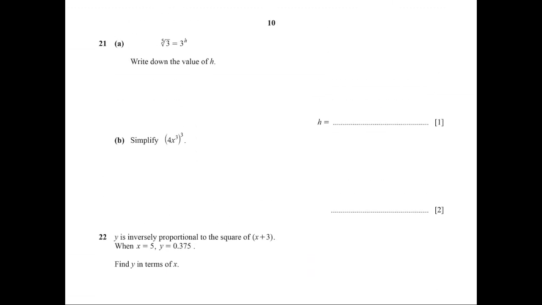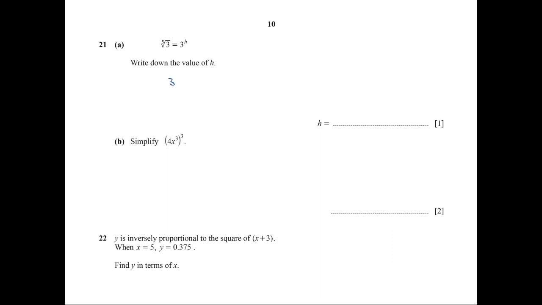Next question. Question 21. Fifth root of 3 means 3 to the power 1 over 5. So h is equal to 1 over 5. The power 3 will be distributed on both terms. 4 to the power 3, x to the power 9. 4 to the power 3 is equal to 64, x to the power 9. When we put a power on a power, we multiply the powers. 64x to the power 9.